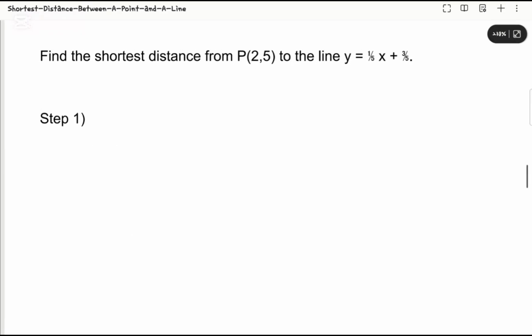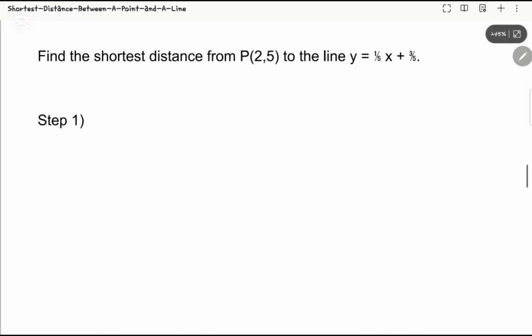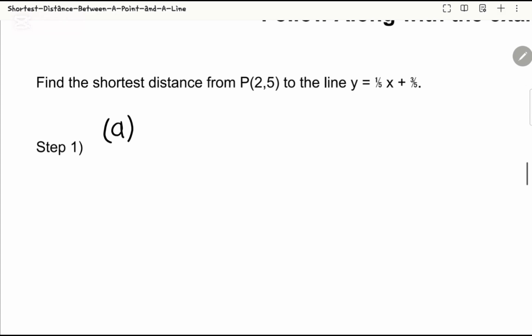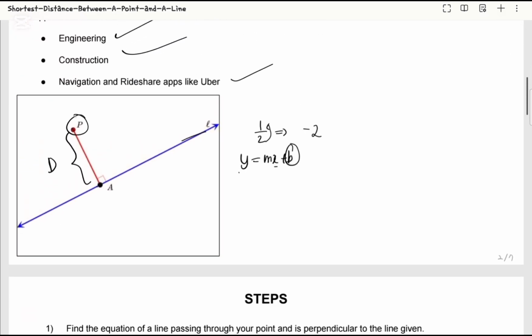Okay, so let's do an example together. Find the shortest distance from P (2, 5) to the line y equals 1/5x plus 3/5. So here, we're going to start off with finding the perpendicular line to the original line that passes through point P. Okay, so here, we're basically finding this line there. Okay, so let's do it.